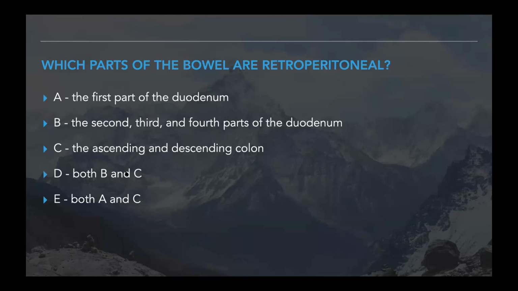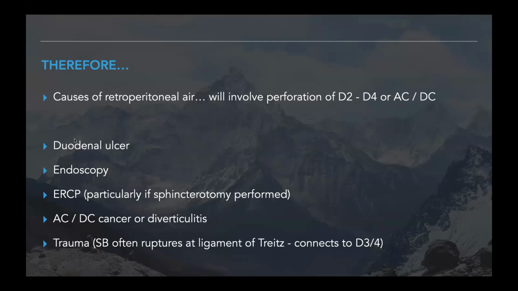So B and C is the correct answer. D. Okay. And therefore, causes of retroperitoneal air must involve perforation of D2 to D4 or the ascending or descending colon. So the most common causes are a perforated duodenal ulcer. Endoscopy is a common cause. So they're putting a camera down the stomach, around the pylorus and into the duodenum, and if they're manipulating it there, there's a possibility that they will perforate.